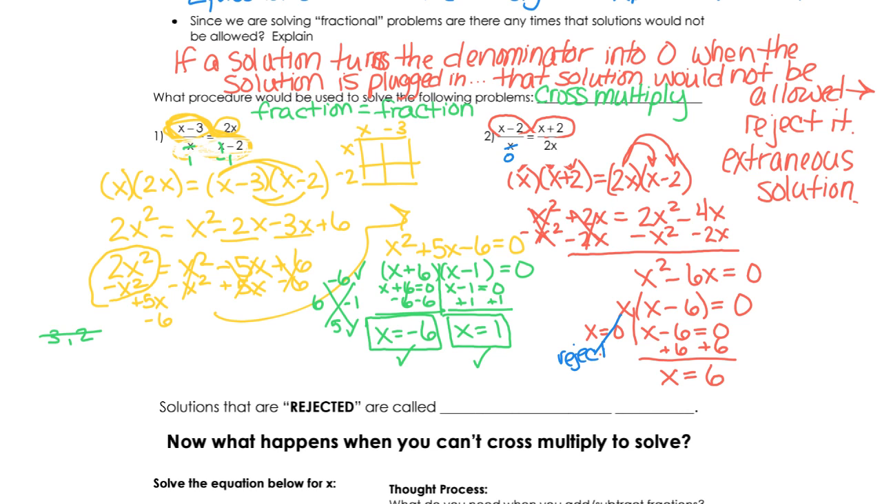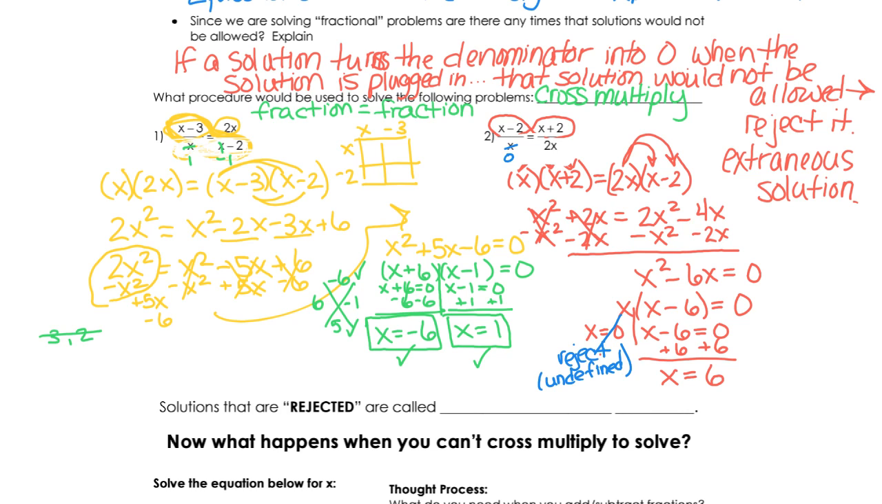It cannot stay. It makes that fraction have a denominator of 0, which means you're dividing by 0, which is illegal in math, and so we're going to reject it. And sometimes I like to write the reason here. It's just undefined. That answer makes my first fraction undefined, and so that's the reason why I'm rejecting it.